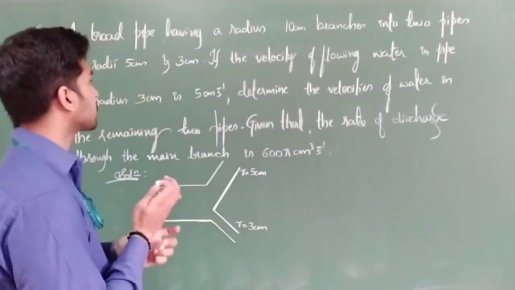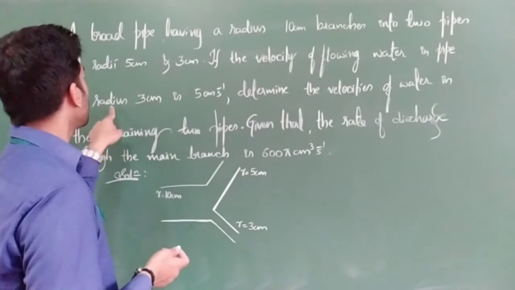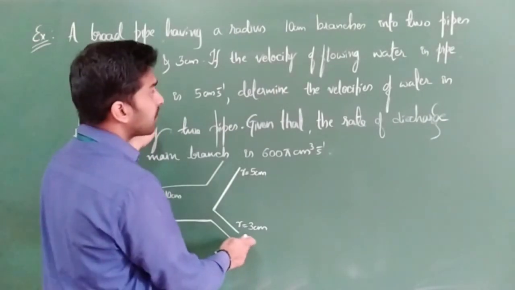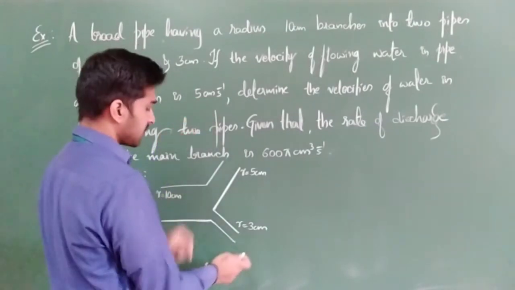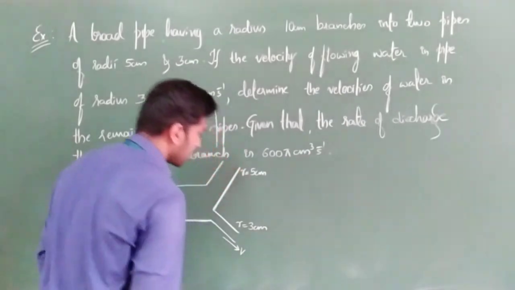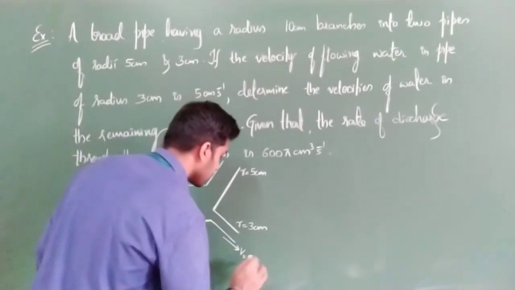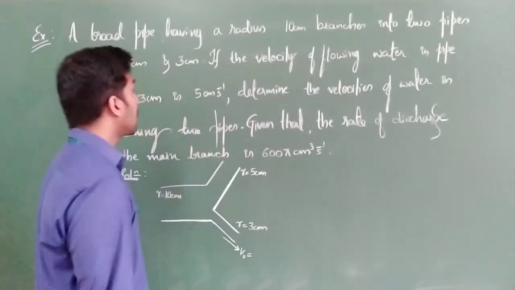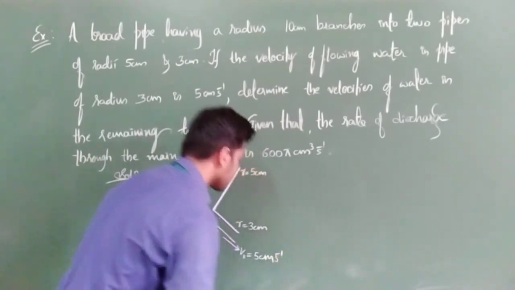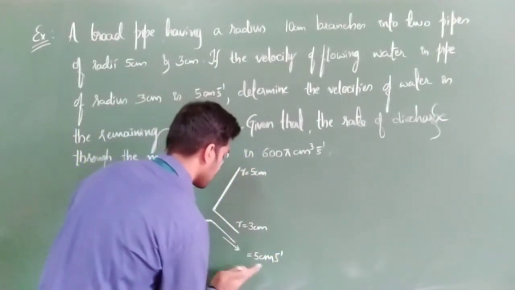Clear? Next, if the velocity of the flowing water in the radius 3 centimeter pipe, that means in this pipe, the velocity given is 5 centimeter per second. So here the velocity given to us, let us call it V3, the third one. So V3 is equal to 5 centimeter per second. Clear? V3.